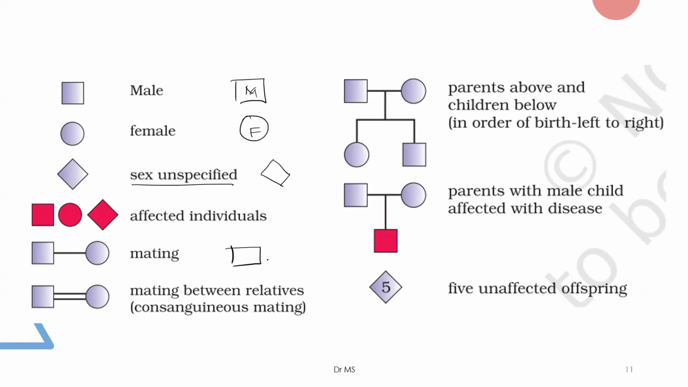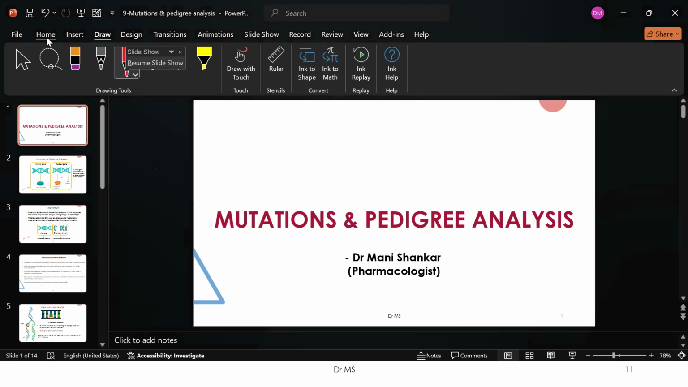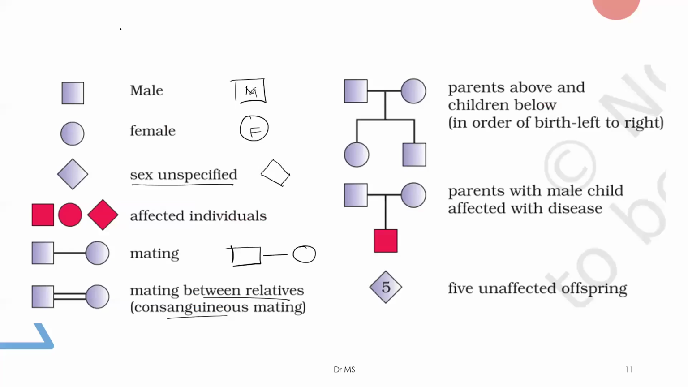And if a line is drawn between the square and the circle, that means they are mating. So they are the couple. And if it is a double line, it is mating between relatives. So that's a consanguineous mating. That means both are closely genetically related. And it can also show the parents and the family.